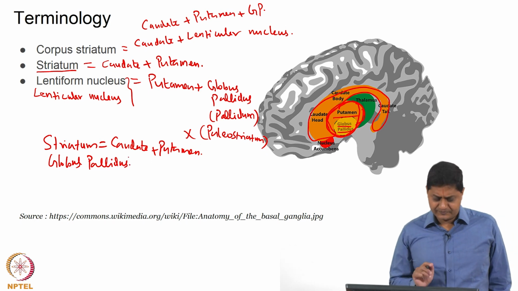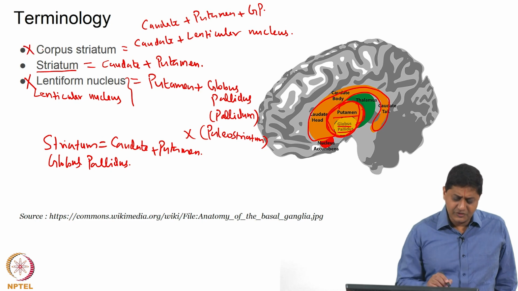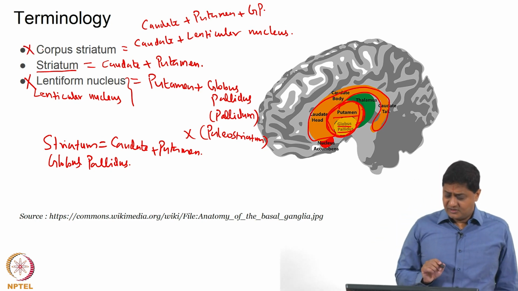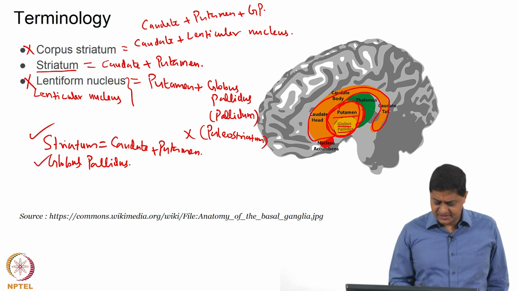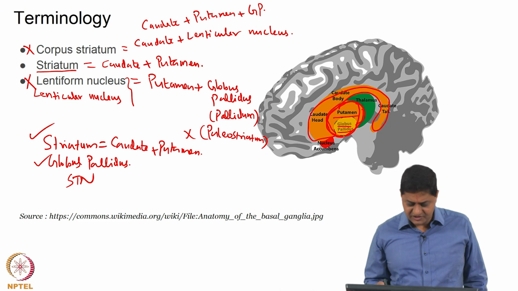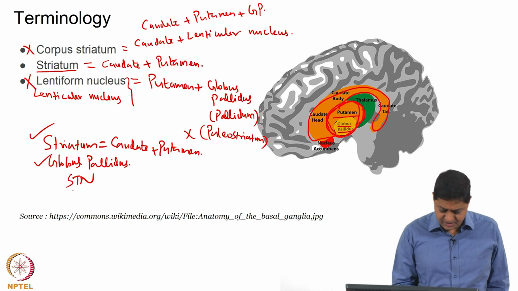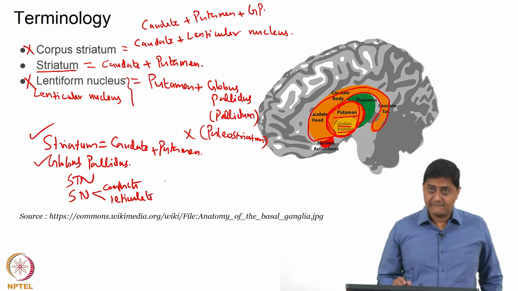Or pallidum. We will not use terminology such as lentiform, lenticular nucleus or corpus striatum, for clarity. We will only use striatum and globus pallidus, and we will use subthalamic nucleus, which is not shown in this picture, but I will show it in future pictures, and substantia nigra, which is composed of two parts, compacta, reticulata, right.